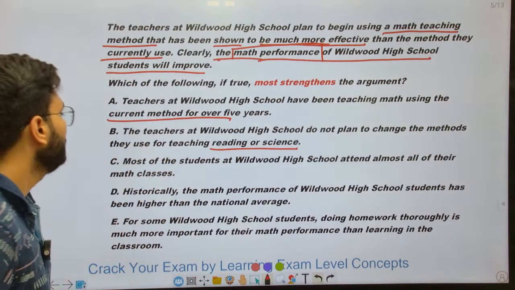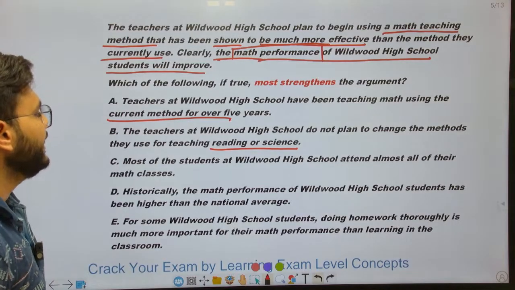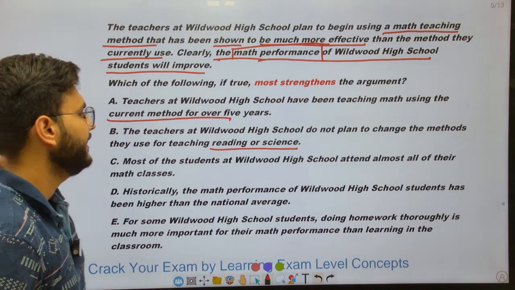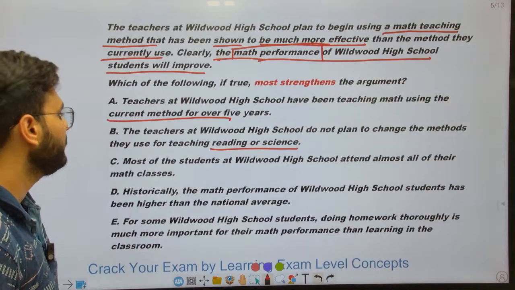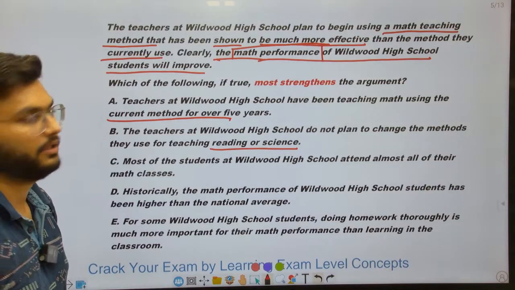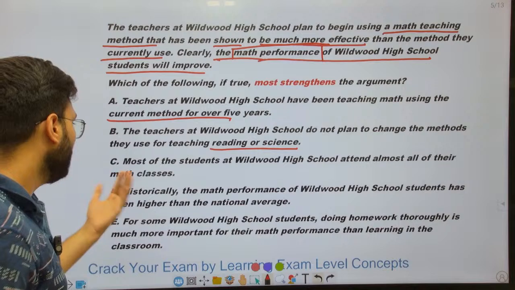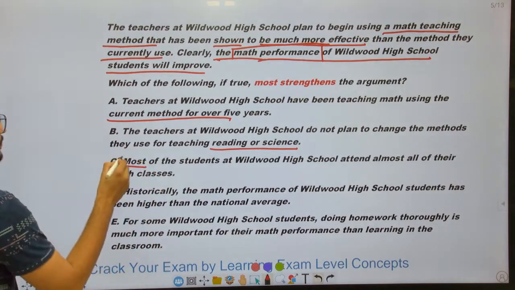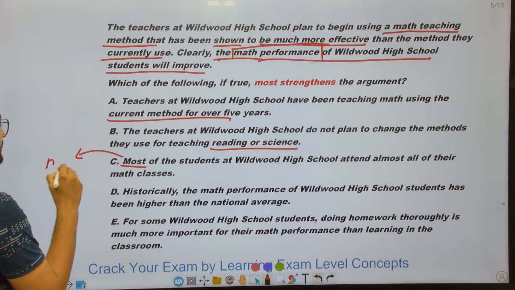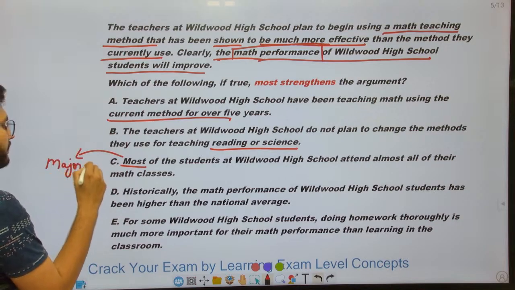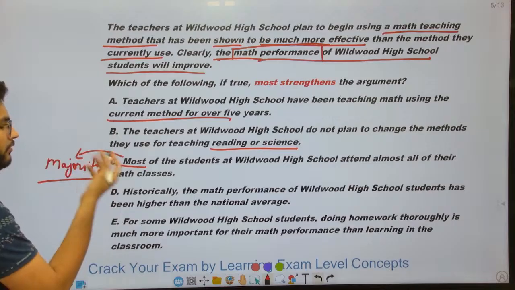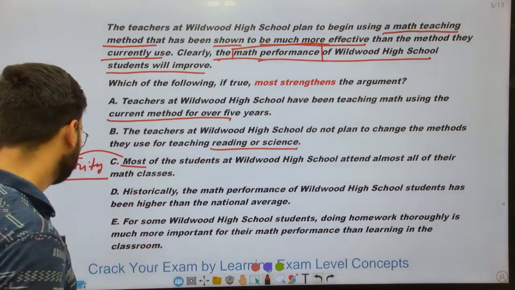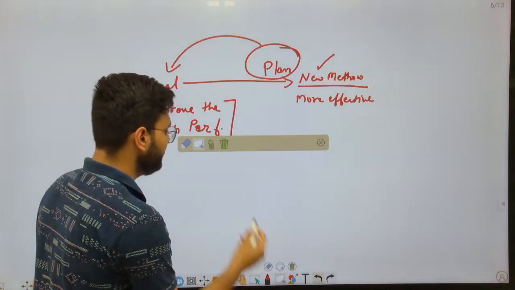Next, most of the students at the Wildwood High School attend almost all of their math class. Now this is a nice choice. How? Because it says most. First of all, most represents the majority. We need to focus on these kinds of words. Let me write them.